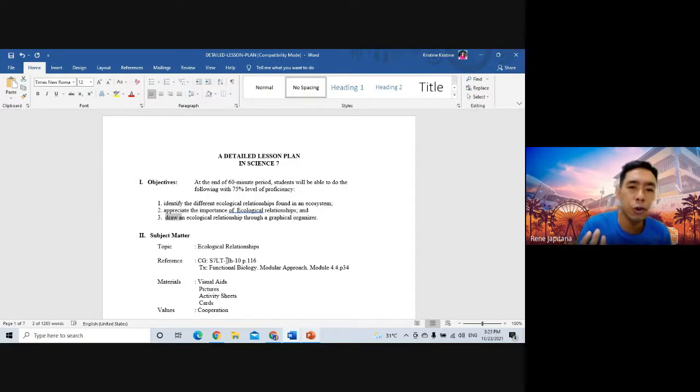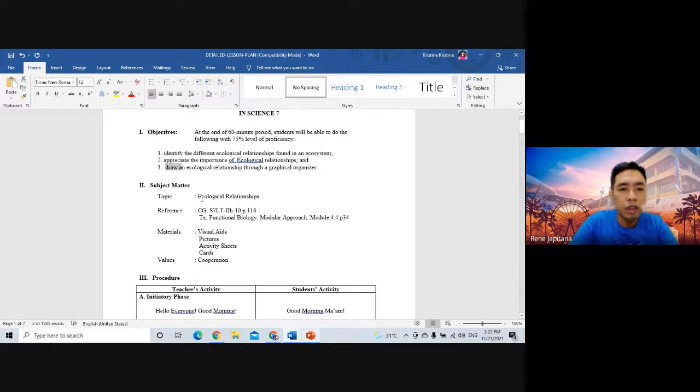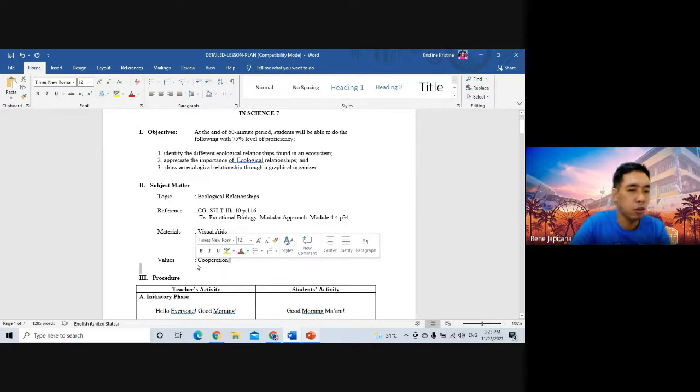You can choose your own lesson and subject matter, because in part two, the topic there is ecological relationship. The reference is the book that is being used. The materials being used in this lesson plan are visual aids, pictures, activity sheets, cards, values integration, and cooperation. Later we will discuss that, but focus only on the objectives.